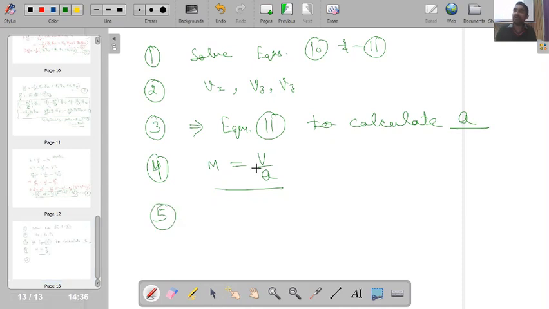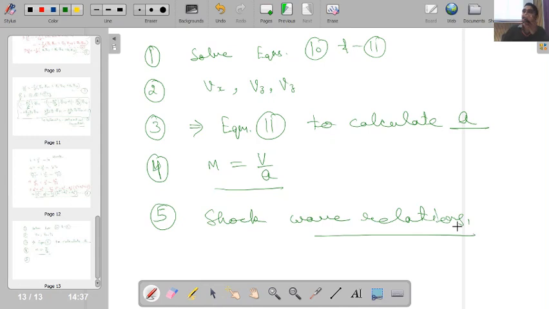If I know the upstream Mach number, I can calculate the pressures, temperatures and density etc. using the shock wave relations. Okay, so it means that whatever analysis we have done, if I have an unknown flow field, for that unknown flow field I can simultaneously solve equation number 10 and 11, and from these equations I can actually determine the complete flow field.